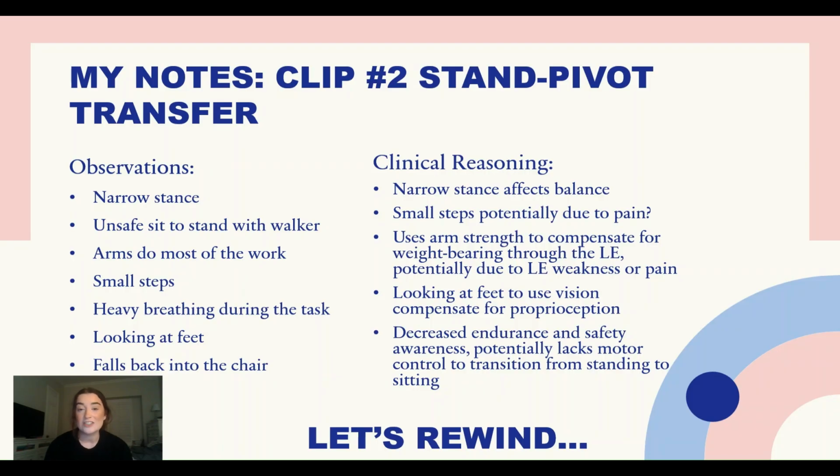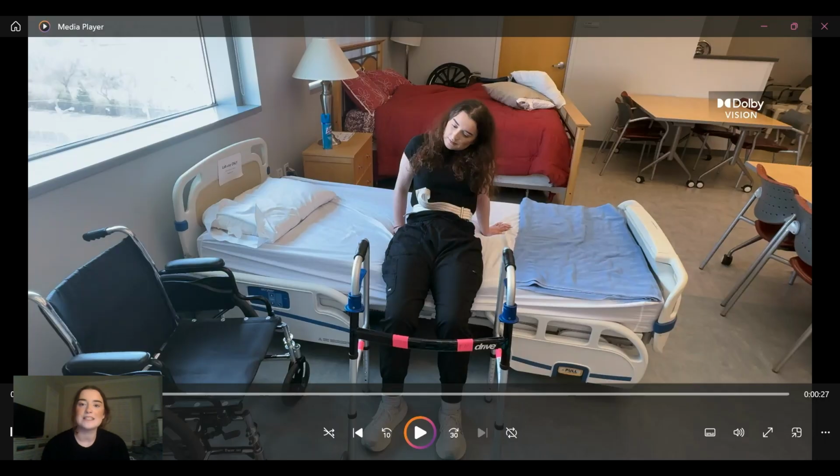That falling back into the chair could also be activity tolerance and endurance. As we notice, she's breathing very heavy throughout the task, so she might be getting overly tired. This is something we want to target during our intervention process, working on that endurance, activity tolerance, and standing tolerance. So this is how I pick out my intervention ideas based on what I'm seeing. All right, so let's go ahead and watch this together real quick.